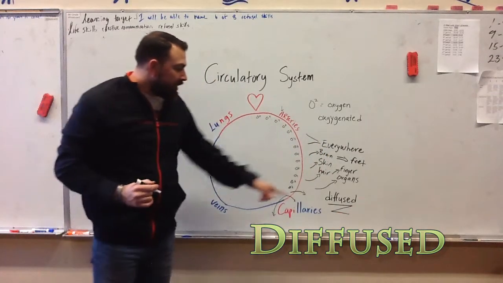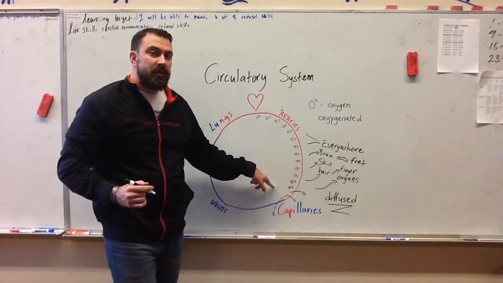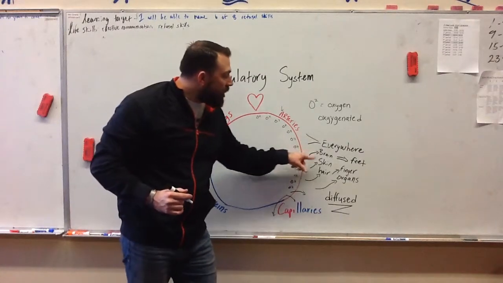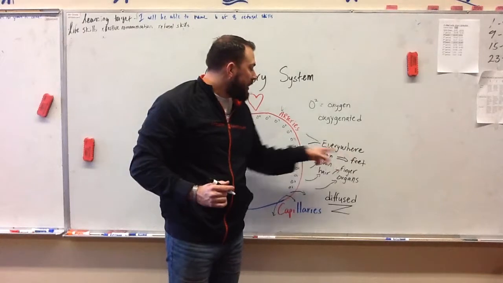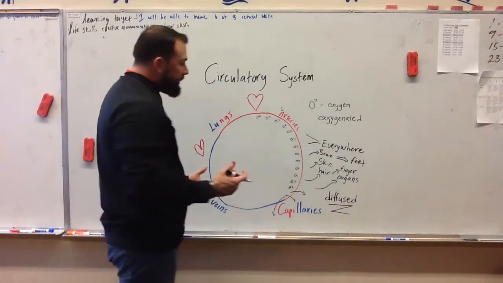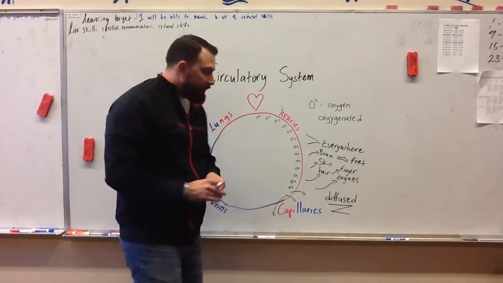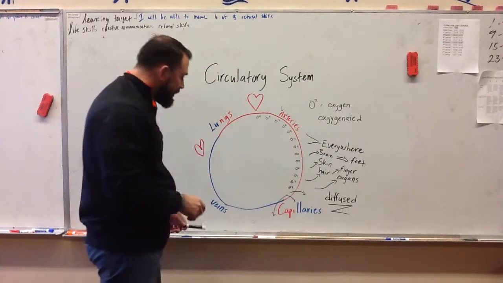Diffused. Your oxygen is being diffused. It is leaving your arteries and going into all of the cells that make up your entire body. Okay? Trillions and trillions of cells. So, your oxygen has been diffused in the capillaries. Now what happens? We lose oxygen.